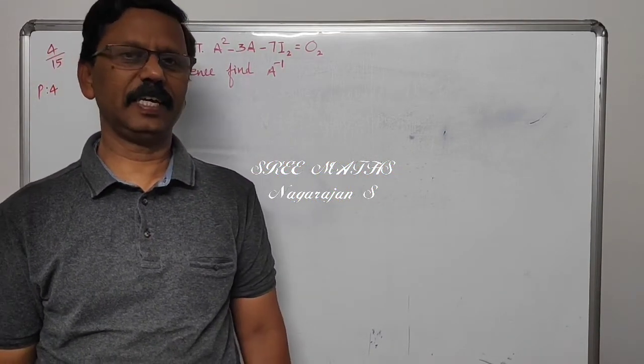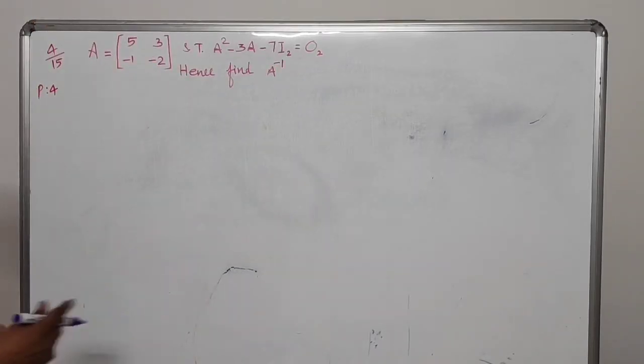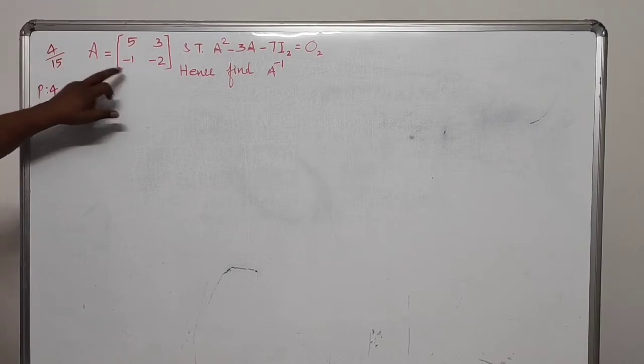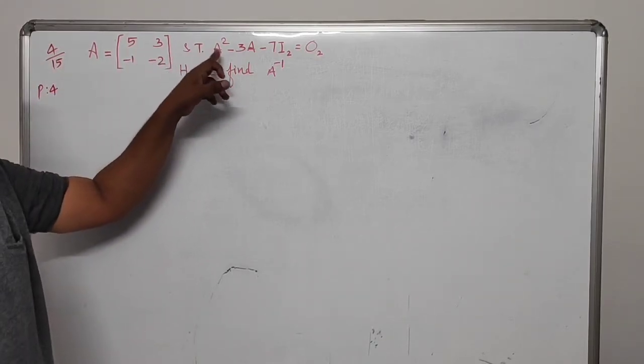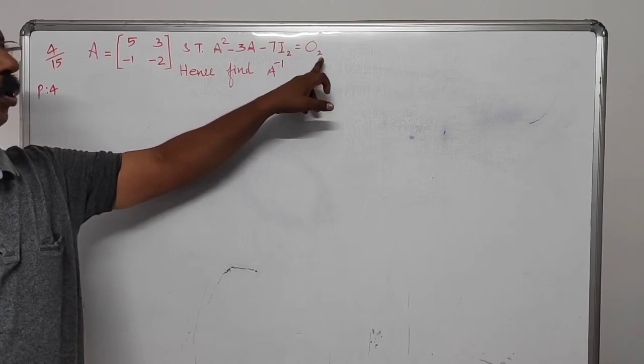Problems in the first exercise. Now let us see the rest of the problems today. Now the problem number 4 given at the page number 15: for the matrix A, they have to show that A square minus 3A minus 7I2 is equal to O2.